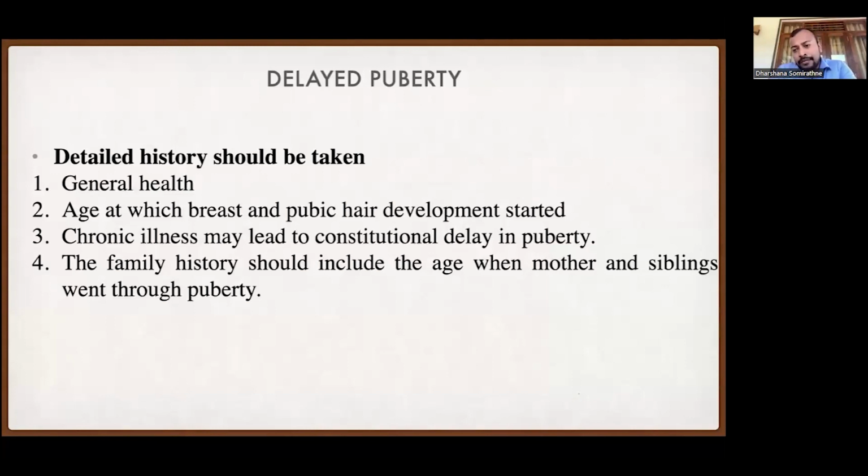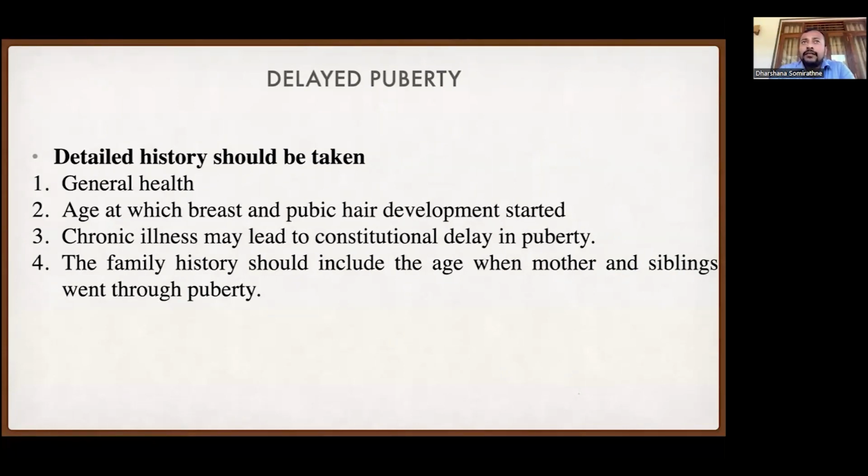A bit more common presentation to you all in GP is delayed puberty. Parents might bring their girl saying, doctor, she's still 14, she's smaller, not getting enough height compared to her colleagues in the classroom, she's still shorter, not developing breasts and no pubic hair. This type of complaint might be commoner. Then you have to get the full history. General health is very important, and whether any stages have started, like pubic hair or breast budding.